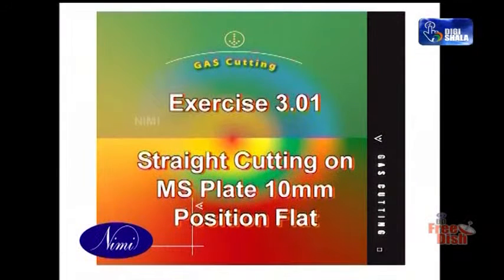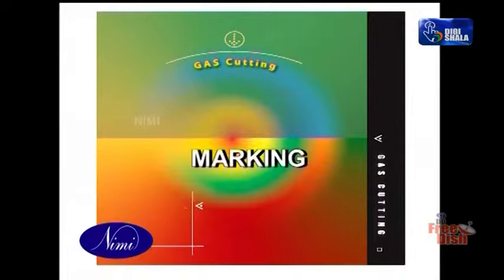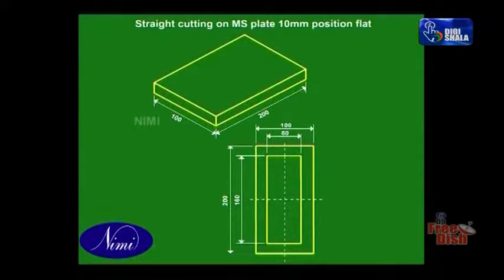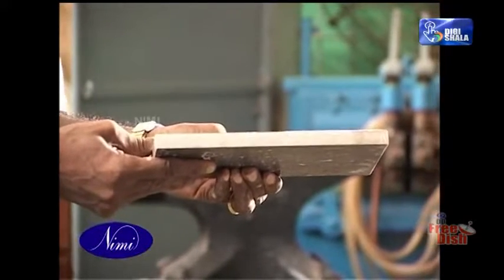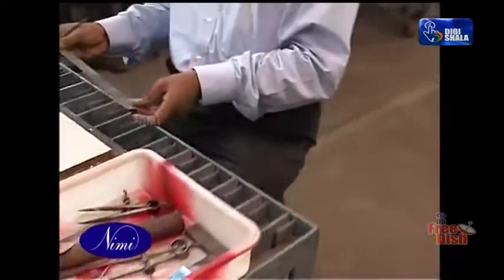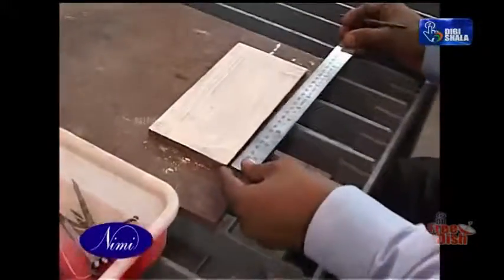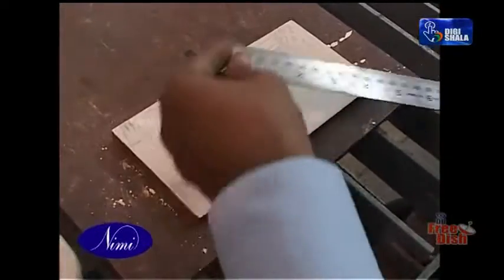Straight cutting on MS plate 10 mm, in flat position. Marking. Before marking, refer to the sketch for the outside dimensions of the plate. Here, the size of the plate is with a thickness of 10 mm, the length is 200 mm and the width 100 mm.